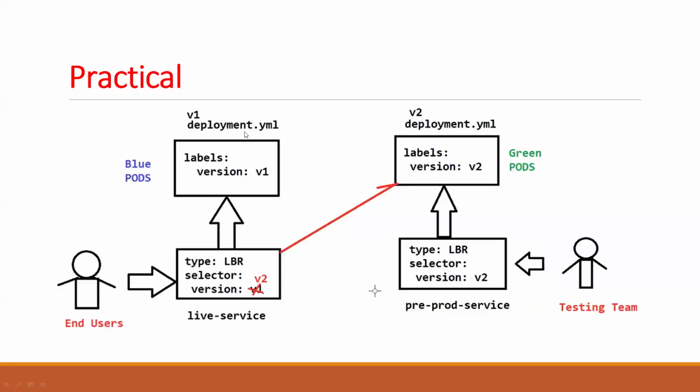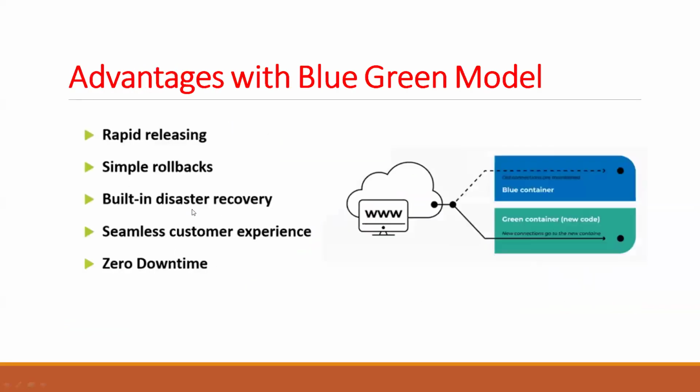So this is the label one. This is the deployment version one, a deployment. This is the blue pod. So labels version V1, and this is the type of the load balancer. This is the live service. So live is now the end user is connecting to this load balancer. Load balancer means outside of the cluster, right?